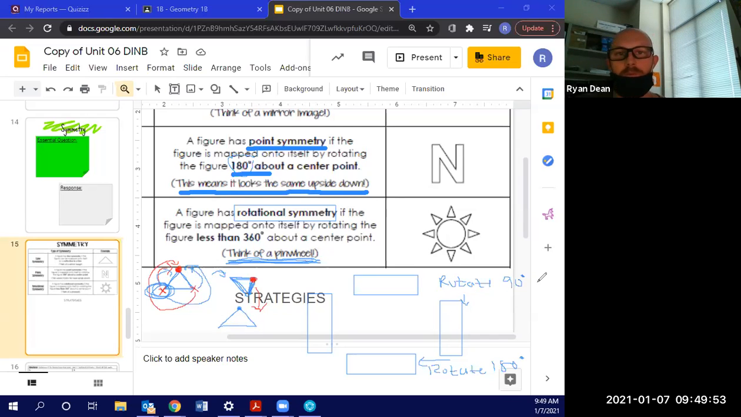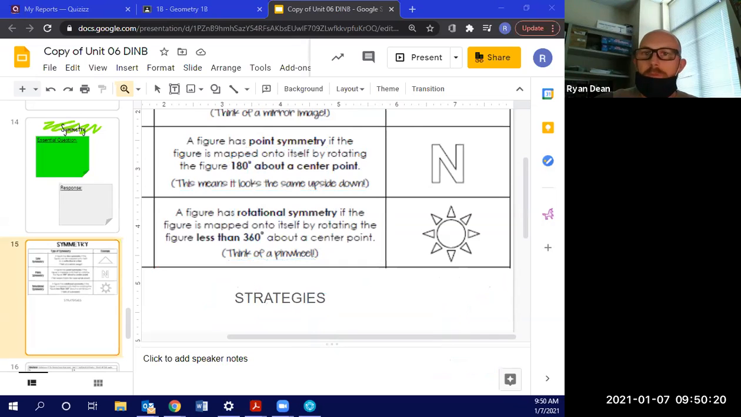Right, and there's ways to figure out what the exact amount of degrees is that it turned, but we're not concerned about that. The only thing that we're concerned with is, can a shape have symmetry just by rotating it? Okay, so these are your strategies for solving these.